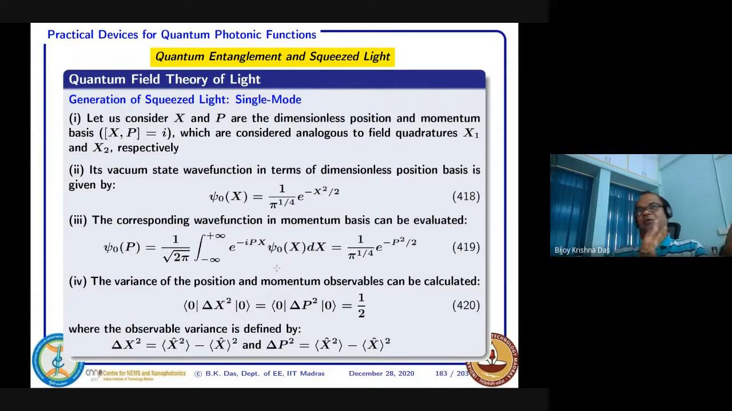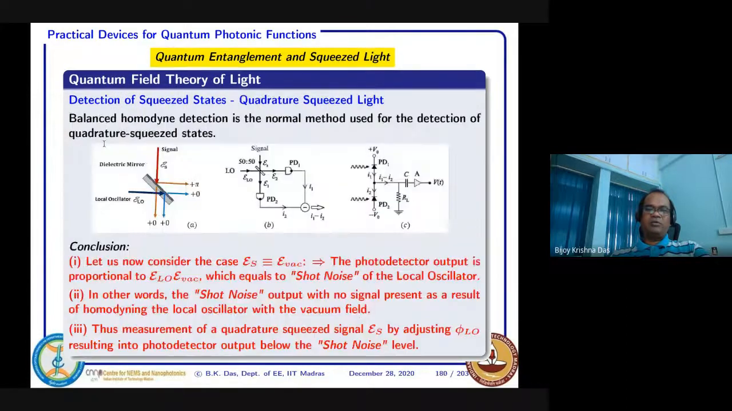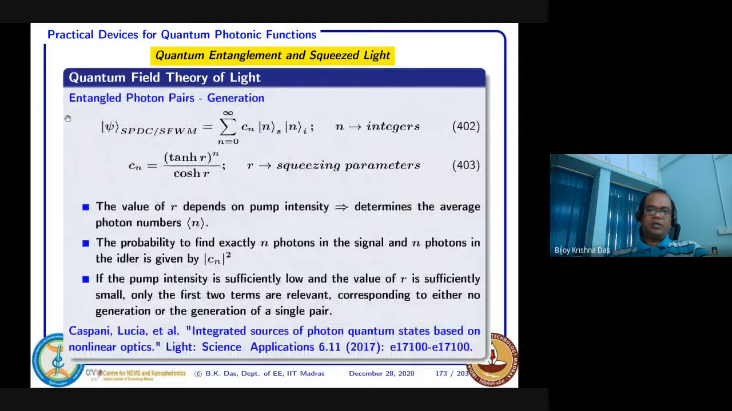I am just trying to relate this field quadrature to the momentum and position of a harmonic oscillator. That's a parabolic potential. Earlier we introduced one parameter called R. That is actually a squeezing parameter. Here, this R is a squeezing parameter; we have expressed it here, and I will be coming to this point later. So that is nothing but squeezing.